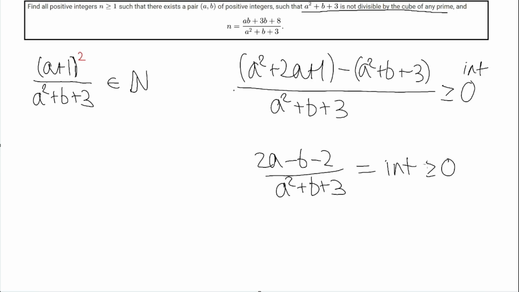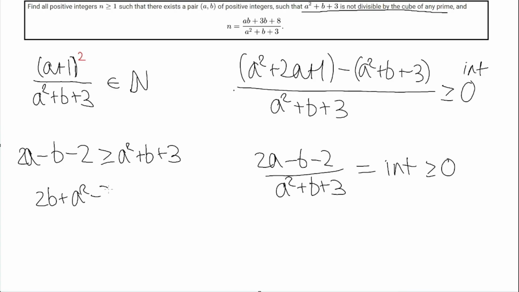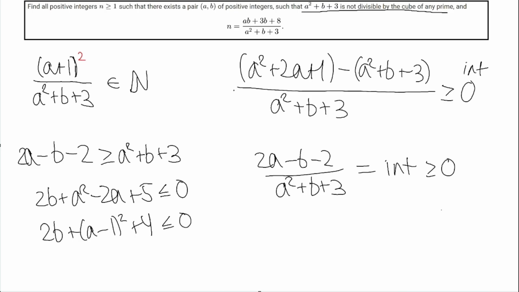So what happens if it's greater than or equal to 1? Then we have 2a minus b minus 2 is greater than or equal to a squared plus b plus 3 because it's greater than or equal to 1. And when we rearrange this, we get 2b plus a squared minus 2a plus 5 is less than or equal to 0. But we can write this as 2b plus (a minus 1) squared plus 4 is less than or equal to 0. All of these terms here are positive, so that's bad.